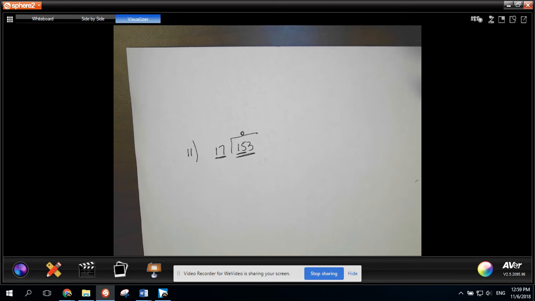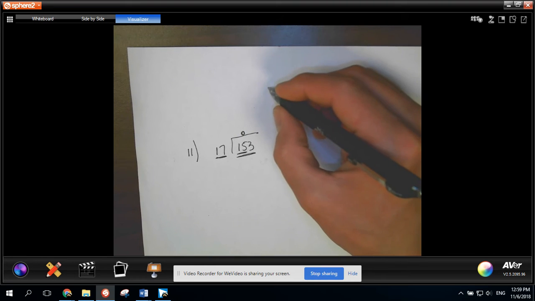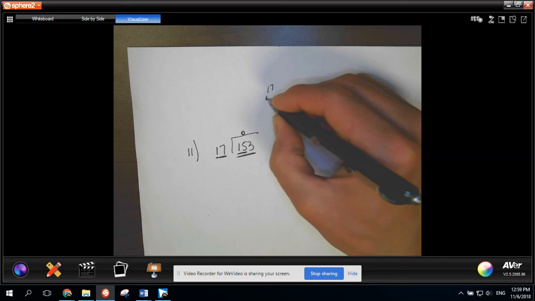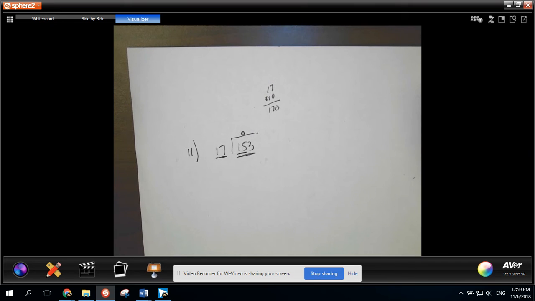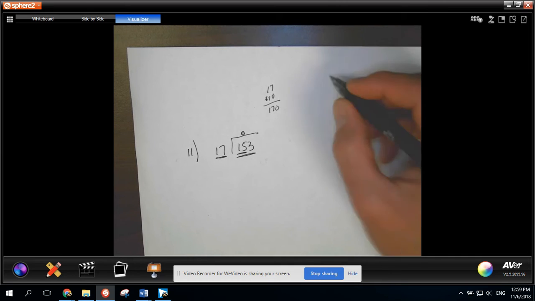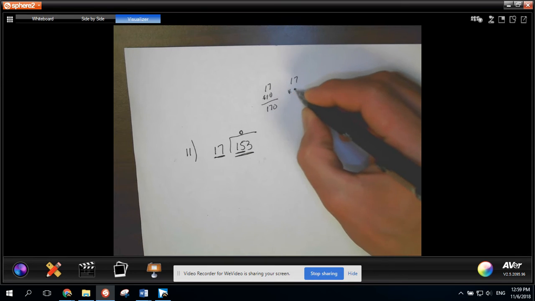So what I would start with is actually, because I know it's going to be pretty high, I would start with 10. Okay, so I would ask myself, does 17 go into 153? So 17 times 10 is 170. So I know it's got to be less than 10. So then I would try a 9. So I would do 17 times 9.